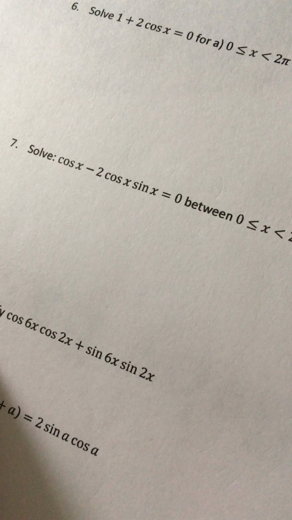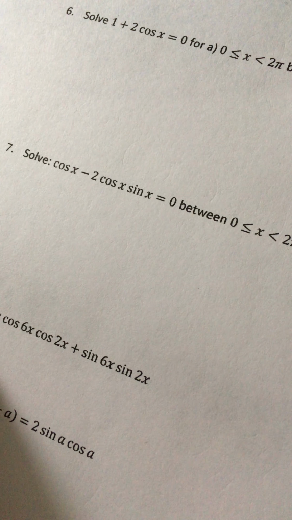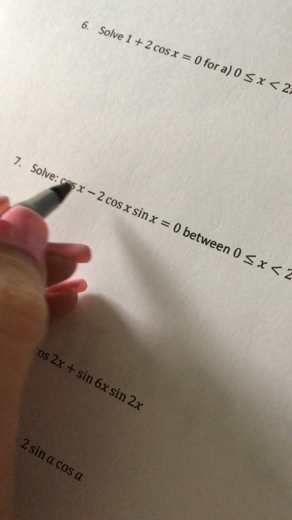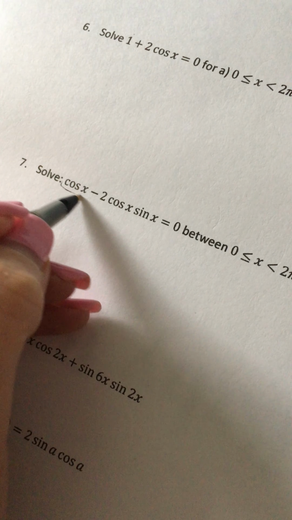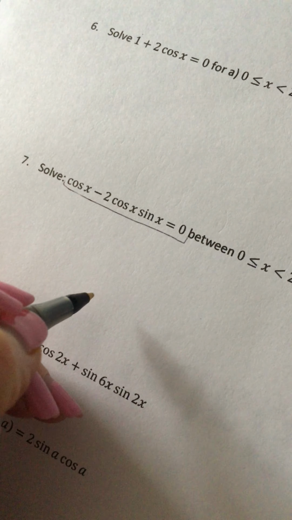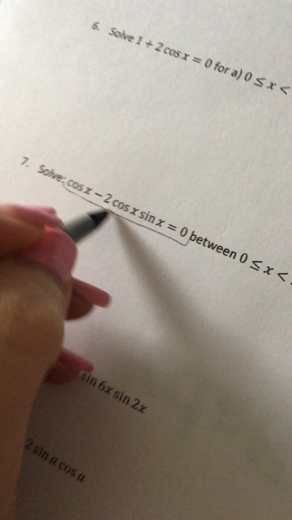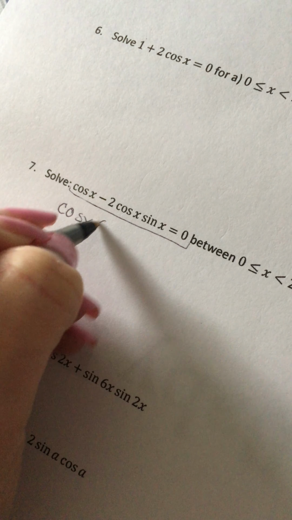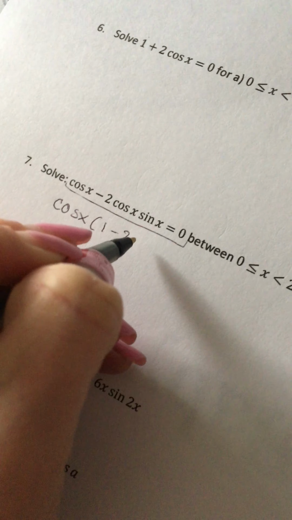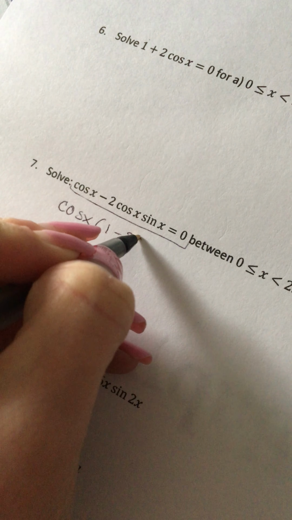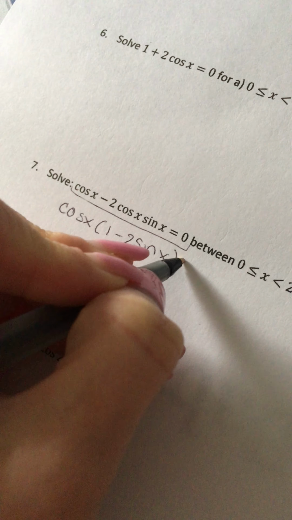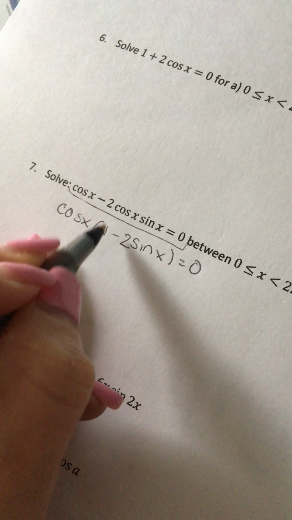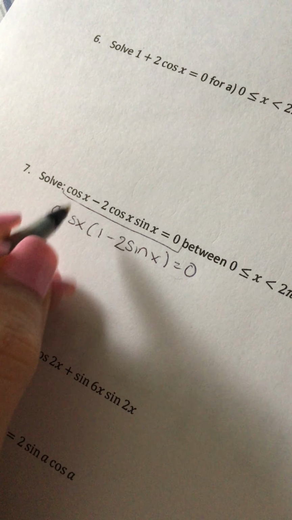So number 7, solve cosine x minus 2 cosine x sine x is equal to 0 between 0 and 2 pi. All right, so if I'm looking at this, the first thing I notice is that both of these terms have a cosine in it. Now, we cannot divide by a cosine because it's a function, so we factor out the cosine instead. So we can't divide out a function, but we can factor it out, and that makes sure that we get our answer. Okay, so I have cosine x times 1 minus 2 sine of x is equal to 0.